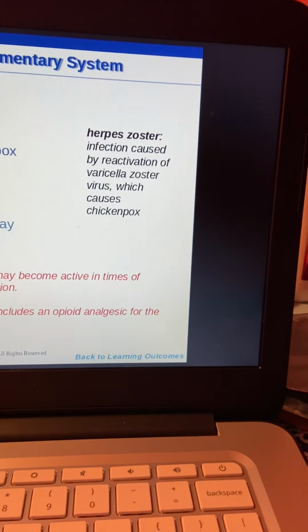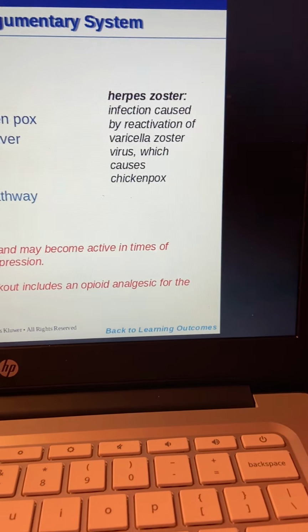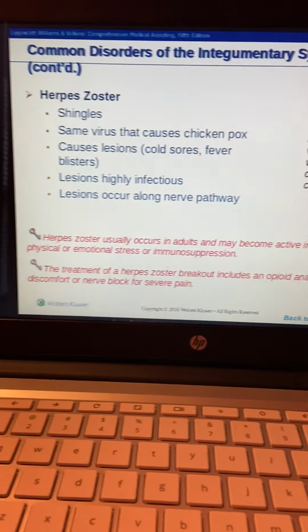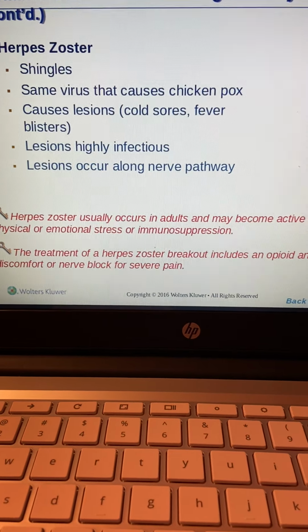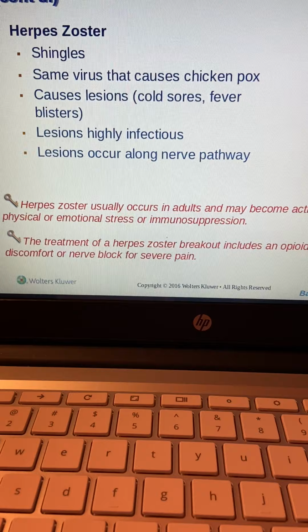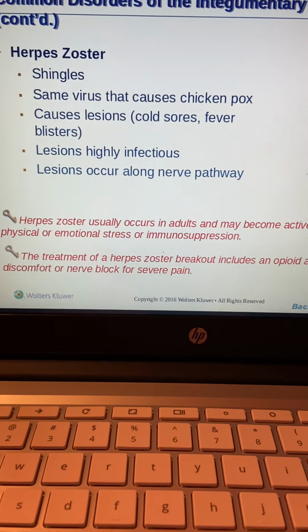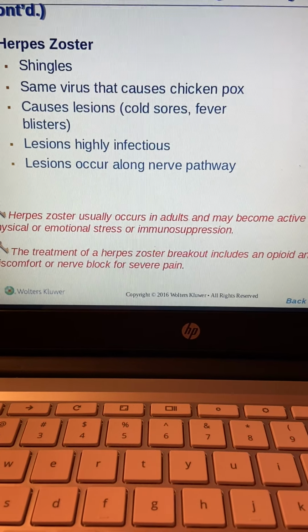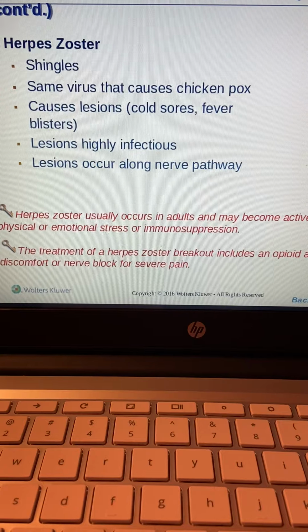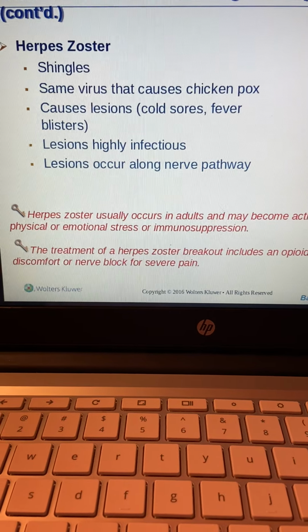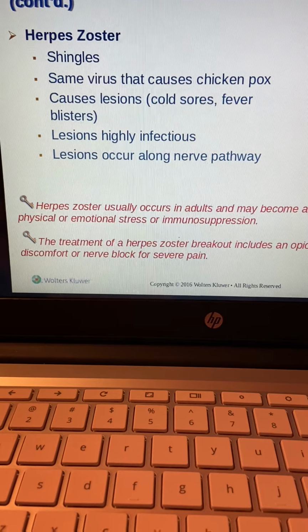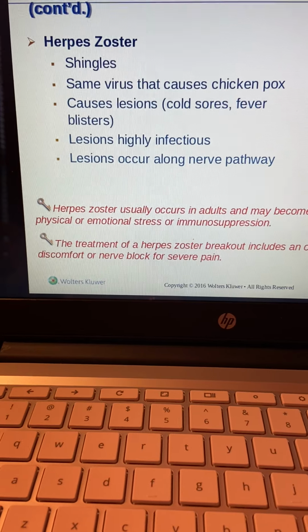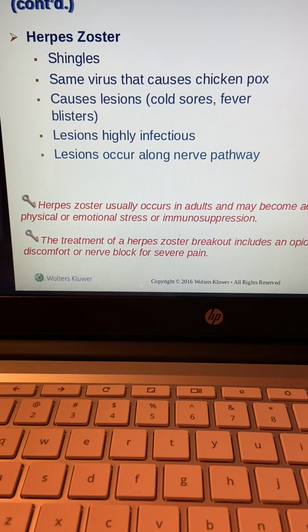Herpes zoster is an infection caused by reactivation of the varicella zoster virus, which causes chickenpox. Herpes zoster could be in the form of shingles. It comes from the same virus that causes chickenpox. It causes lesions, which could be cold sores or fevers. The lesions appear on the lips, the mouth, or face, and they can be on the nose. They eventually erupt, leaving a painful ulcer, and then they crust over. These lesions also are highly infectious.